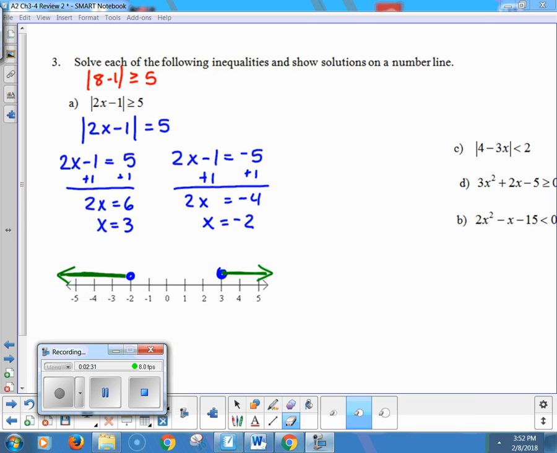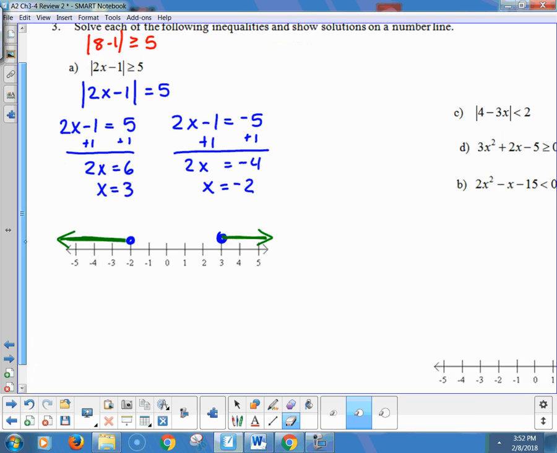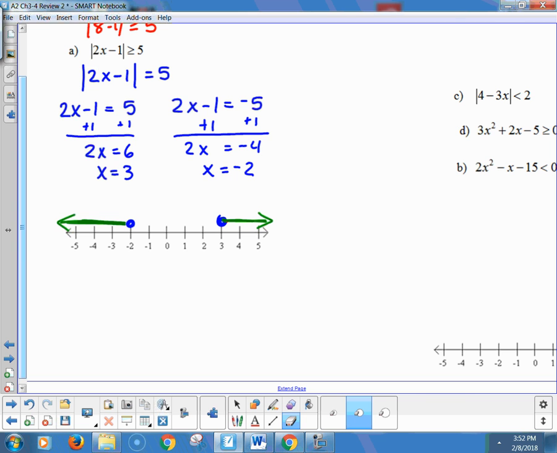Graphing your solutions on a number line is not sufficient. You need to actually write the inequalities that are solutions. And so our inequalities would be all values of x that are greater than or equal to 3, or x could be less than or equal to negative 2.